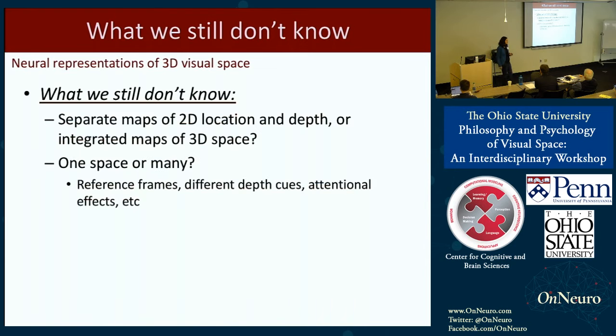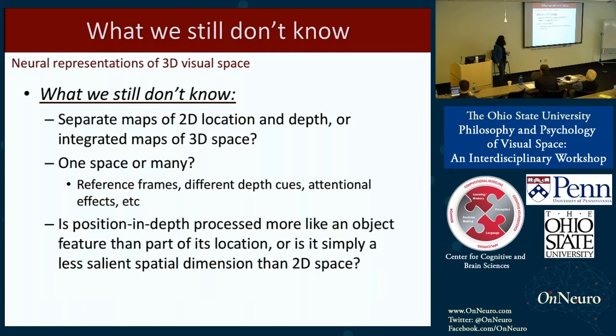I think I saw this in the conference program, and I liked this question. Is it one space or many? So there are a lot of different ways we can think of space, and we can ask about behaviorally relevant space, and we can manipulate things like reference frames and depth cues and attentional effects, and we can do that within the context of 3D space or 2D space or independent. And so what's represented in the brain, and how do all these different types of space, or maybe one single broad space, how do they interact?